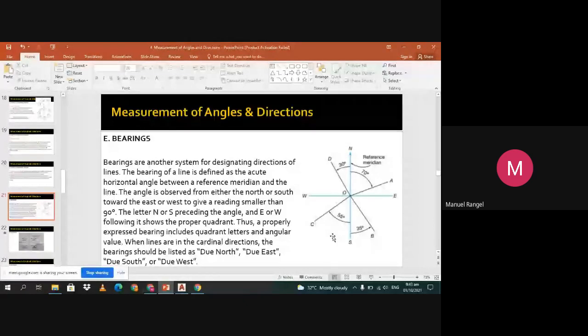When lines are in the cardinal directions, the bearing should be listed as due north, due east, due south, and due west.